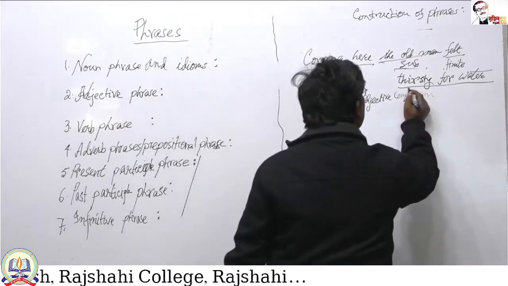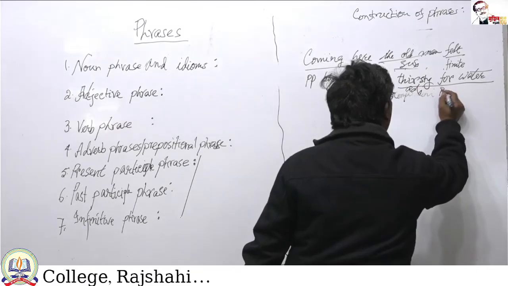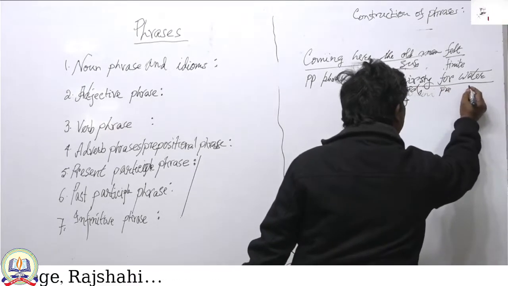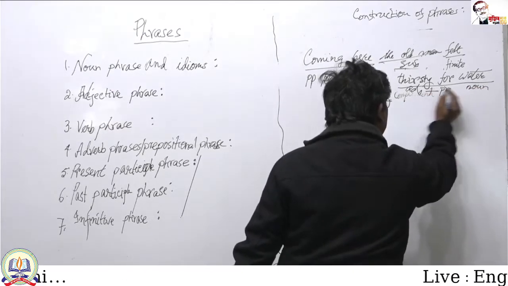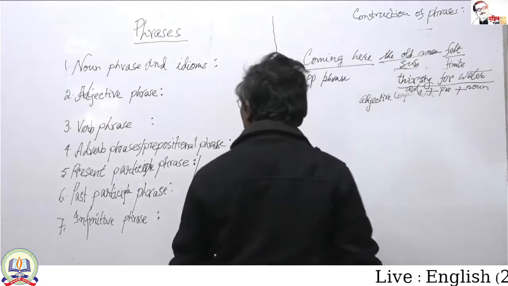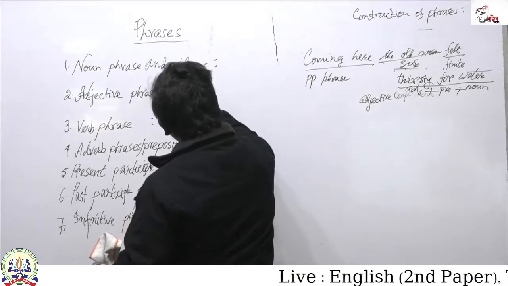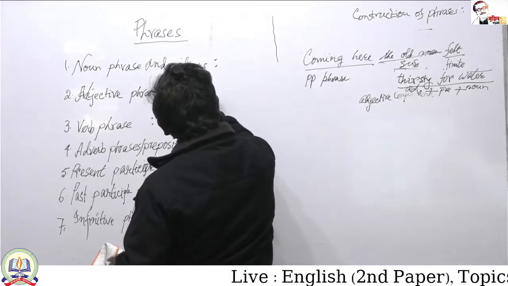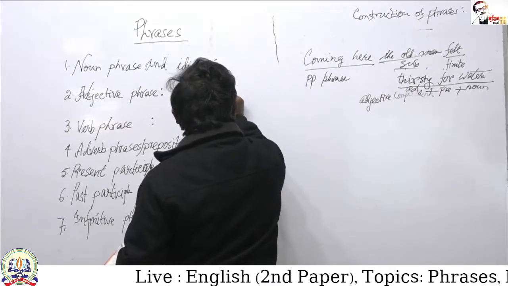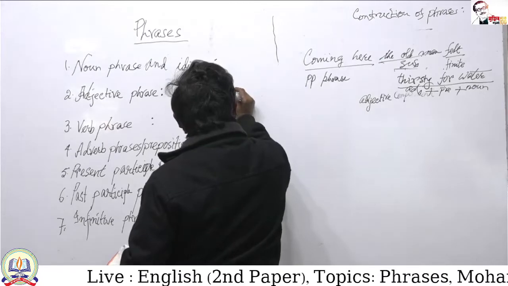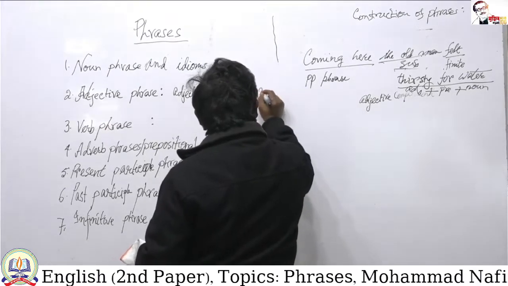We see we have an adjective thirsty, preposition for, water, noun. Therefore, an adjective phrase is made by an adjective plus preposition plus noun.